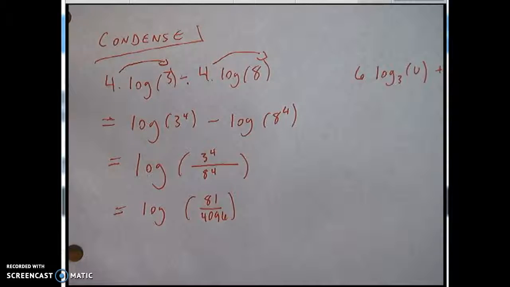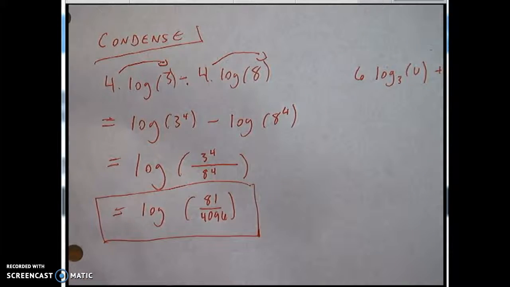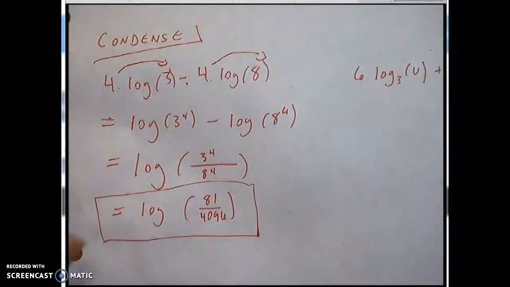Now, I'm not sure if I can reduce that, so I'm going to do in my calculator 81 divided by 4,096. Math, enter, enter. No, that can't be reduced. So this is the final answer here. Took 2 logarithms, changed it into 1.